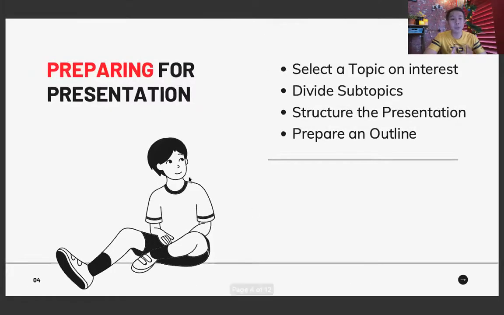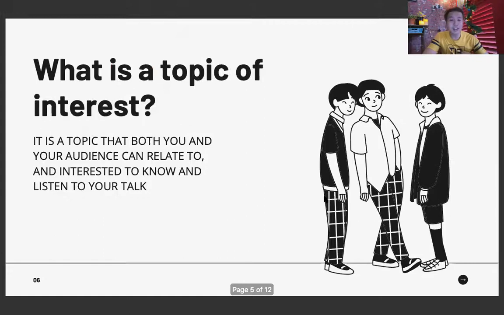Okay, so preparing for your presentation: first, select a topic of interest. Secondly, divide subtopics. Thirdly, structure the presentation. And last, prepare an outline. So like I tell you guys, you have to pick a topic of interest between yourself, the presenter, and also the one on the other side. Like maybe if you talk to your friends in MTA, you want to talk about cars, Lamborghini, or you want to talk about Proton X70 or whatnot, you can.